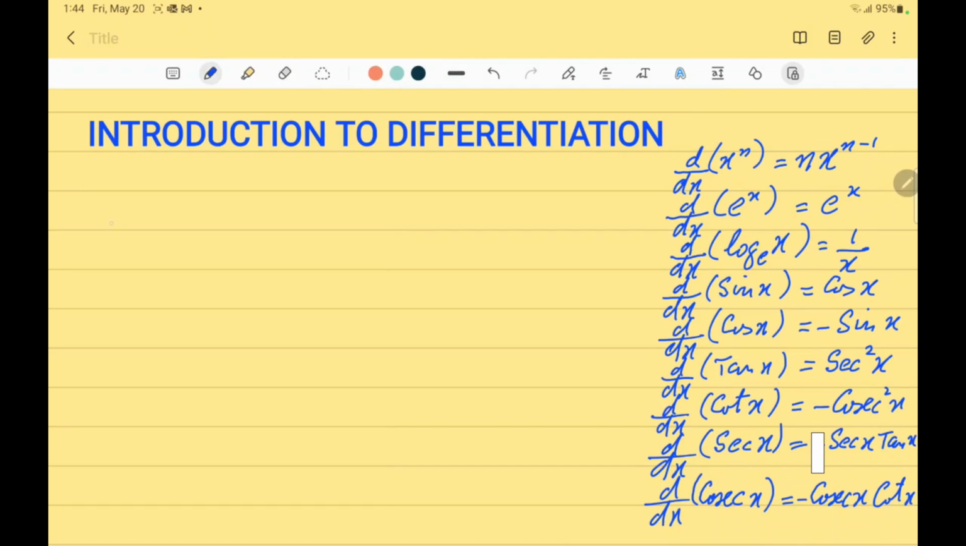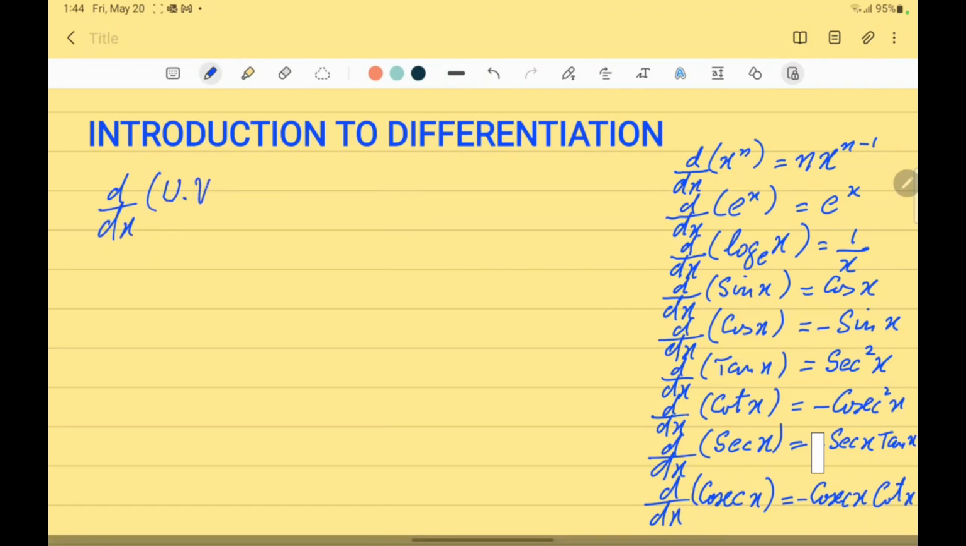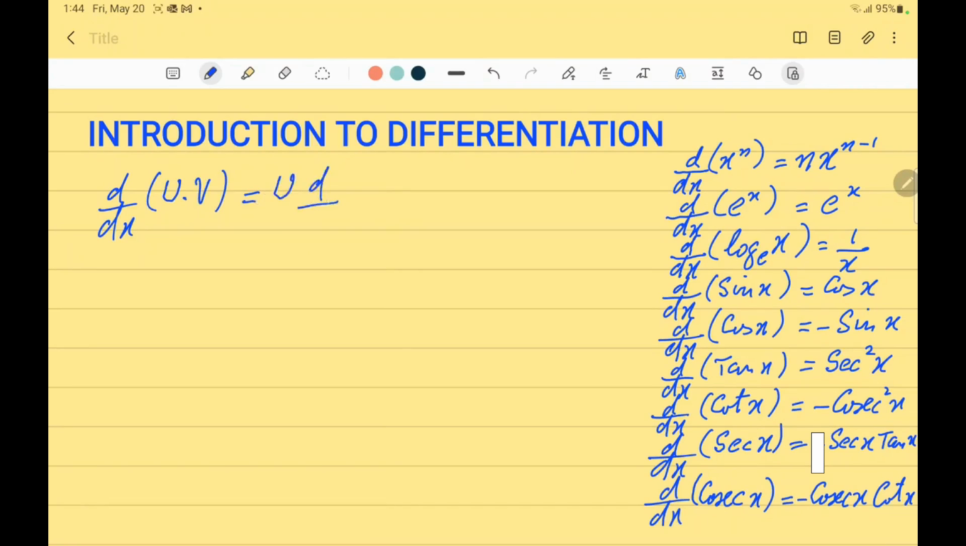So the formula is: d by dx of u multiplied by v is equal to u into d by dx of v plus v into d by dx of u. Again, u and v are functions of x, or whichever variable you are differentiating at that time.